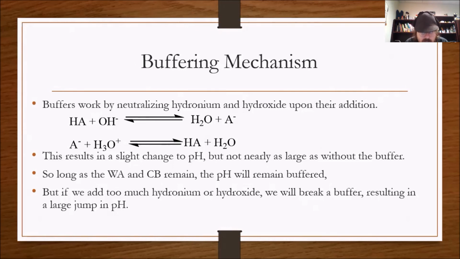So as long as the weak acid and conjugate base remain, the pH will stay buffered. If we add too much hydronium or too much hydroxide, we will break the buffer and we will see a large jump in pH for that reason. So as soon as the OH minus is greater than the HA, suddenly we see a huge change, because that last drop of OH means we have naked OH. That last drop of hydronium means we have naked hydronium, and suddenly the pH is dependent on the hydronium, not on the weak acid.